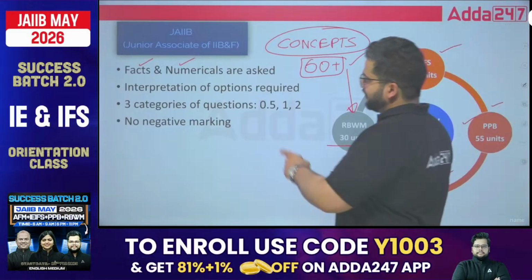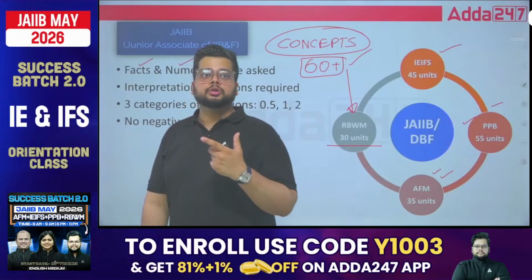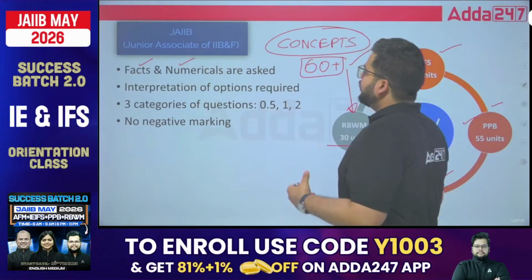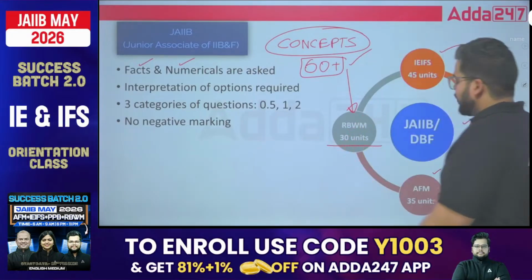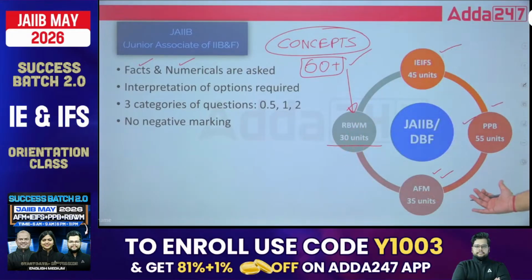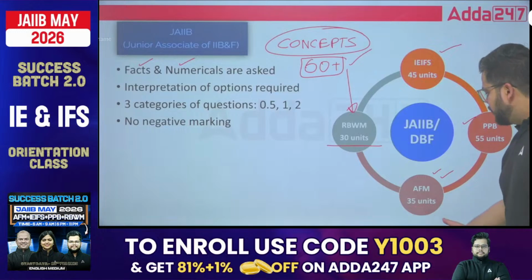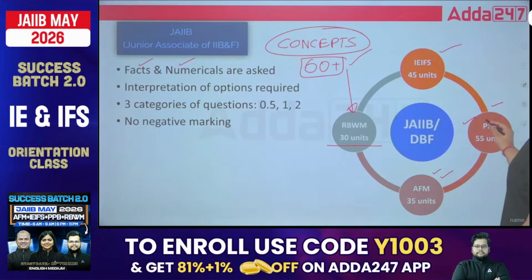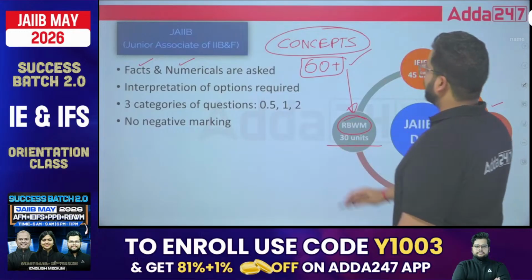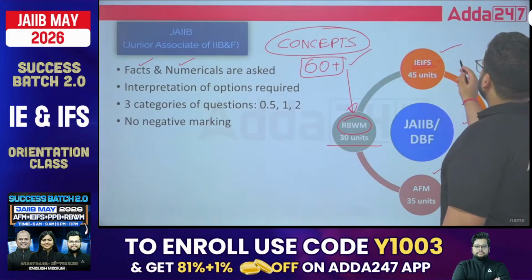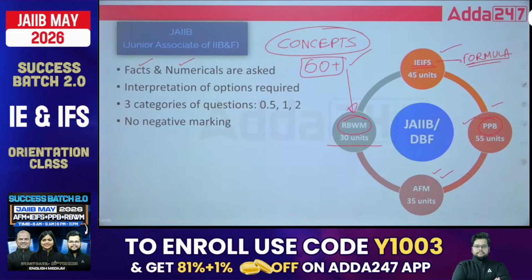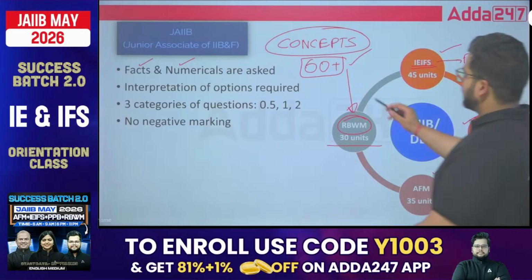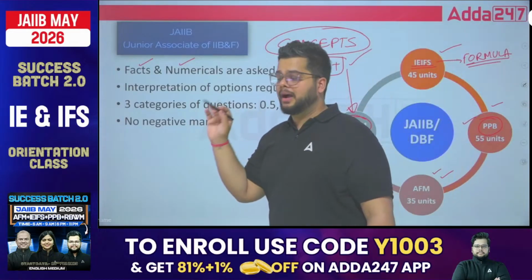You must focus on the facts. You have to cram some things also, some data points also. Along with that, the numericals, you should not ignore them. And I'm not talking about AFM. AFM has that inherent nature. In this subject, you will find numericals, but numericals are there in PPB also, in RBWM also, and IE and IFS also have formula-based questions. So lay special emphasis on these types of questions as well if you want to secure 60 plus marks.